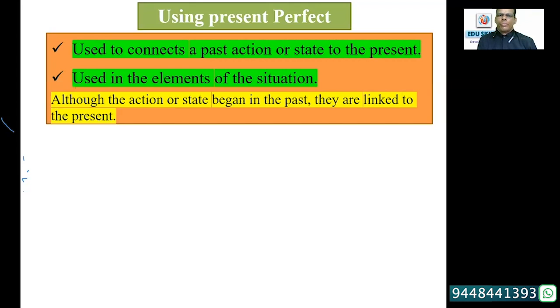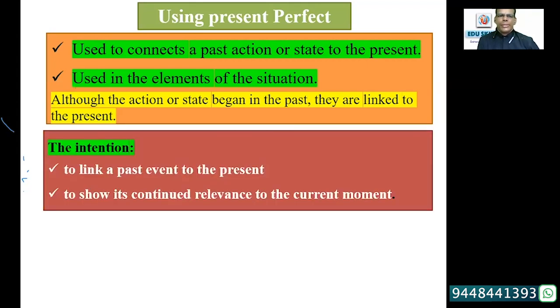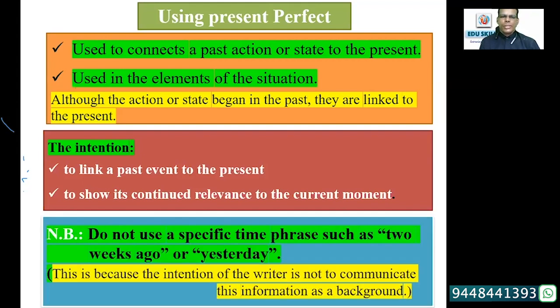And you have to use present perfect. The intention is to link a past event to the present to show its continued relevance to the current moment. Even when you are writing the letter, there is an influence of that particular situation, it is relevant. It has not lost its relevance. Do not use a specific time phrase such as 2 weeks ago or yesterday. There are many who use such specific time phrases with the present perfect. Never use it. It's a wrong expression. It goes contrary to the tense structure.